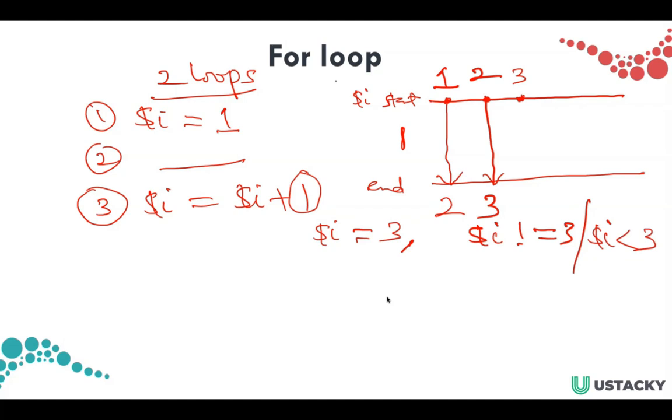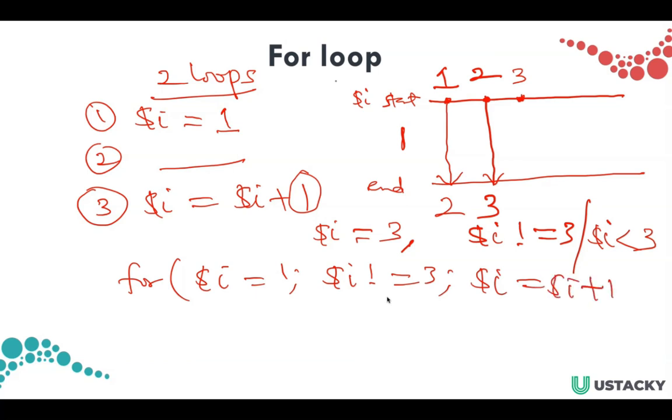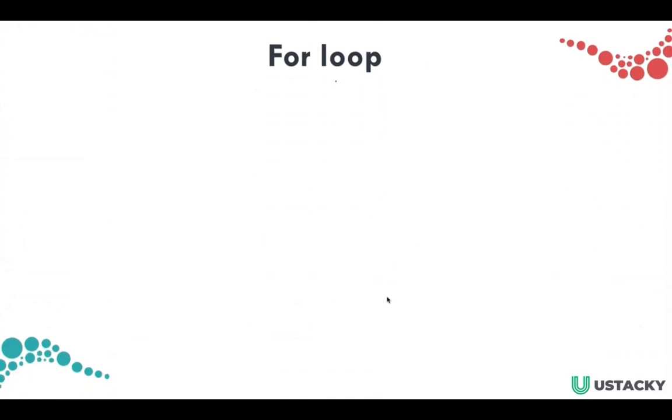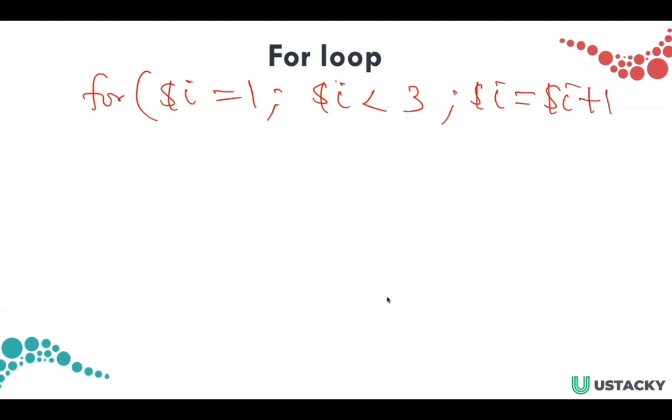So to write our answer, it's going to be for $i equals to 1, $i is not equals to 3, $i equals to $i plus 1. And this is the block of code. And the second way is writing something like for $i is 1, $i is less than 3, $i equals $i plus 1. And this is the block of code.